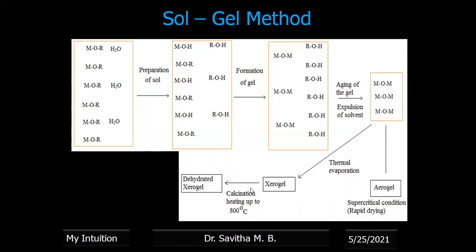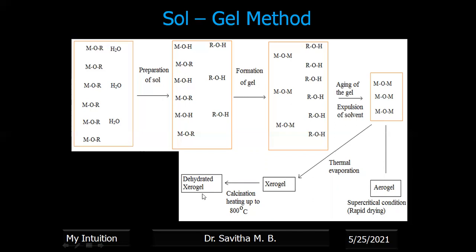Okay, that process is called calcination. Calcination is done up to 800 degrees, step by step. First you heat it to 100 degrees, keep it there for some time, then you increase the temperature to 300 degrees, keep it for some time, then you increase to 500. Whatever has to evaporate at that particular temperature goes on evaporating. So this is step by step evaporation, and finally when you heat it up to 800 degrees Celsius, you will get dehydrated aerogel, xerogel.